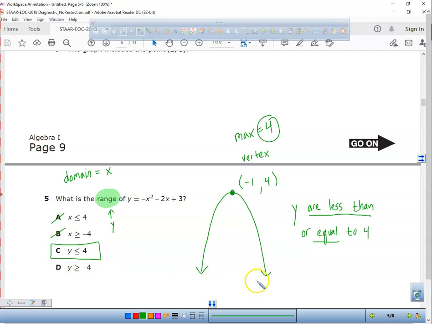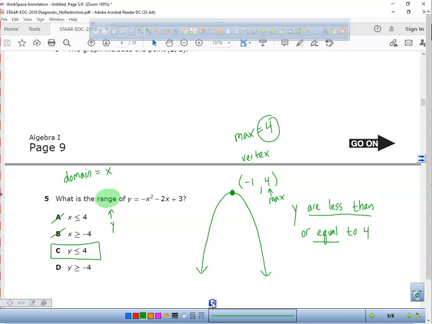So literally, all you guys would have to do on this problem is look at the maximum and say all the y values are less than that number. Why are they less than that number? Because it's opening what direction? Going down. That's why it's less than or equal to 4.